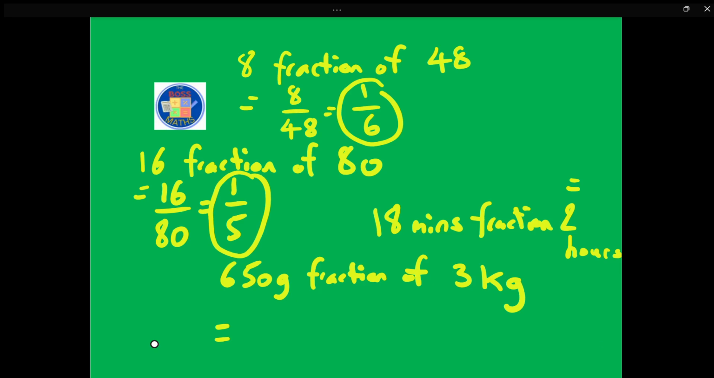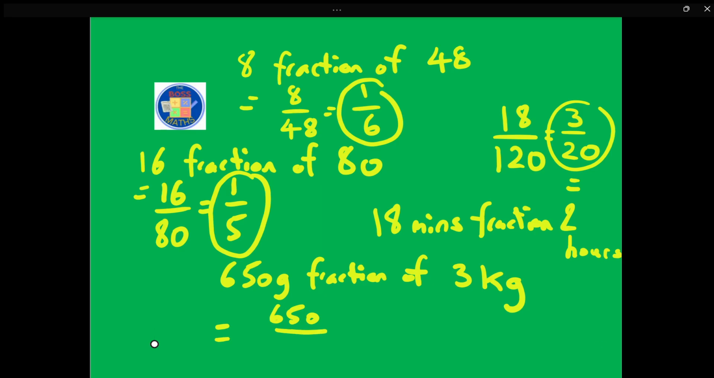Next one, 18 minutes as a fraction of 2 hours. 18 over, how many minutes are there in 2 hours? Everyone should have said 120. Here, to make things simple, we can just halve it. You could look into different higher times tables. I mean, there's a 6 times table that goes into both. We have 3 and 20, which takes us straight to the answer. 3/20.